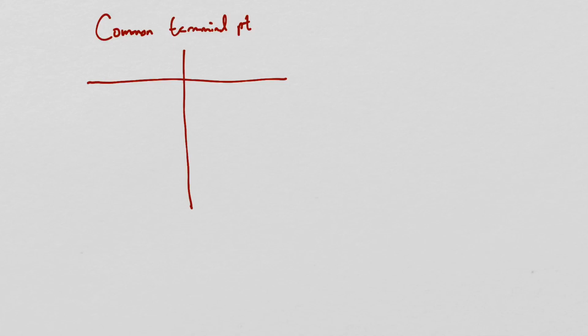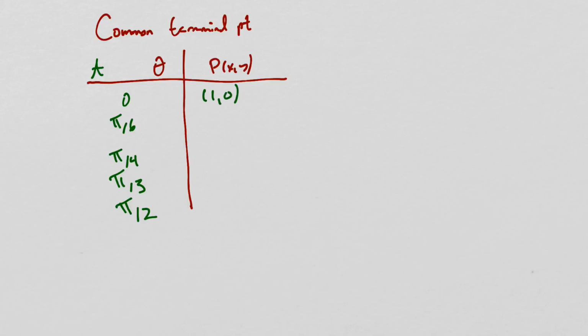Again, in the first column is going to be our angle, which is theta, and the notation they use in the book is t. We'll be looking at the angle 0, pi divided by 6, pi divided by 4, pi divided by 3, and pi divided by 2. When we have 0, we saw in the last example that the terminal point P of x, y is going to be the point 1, 0.